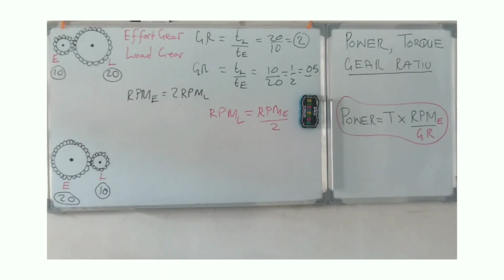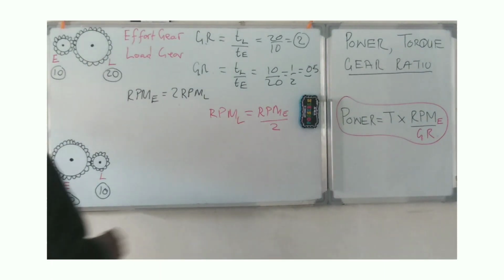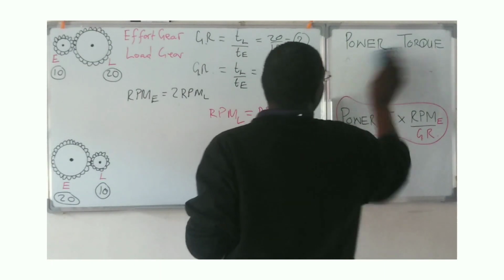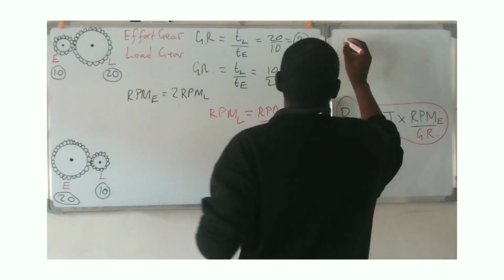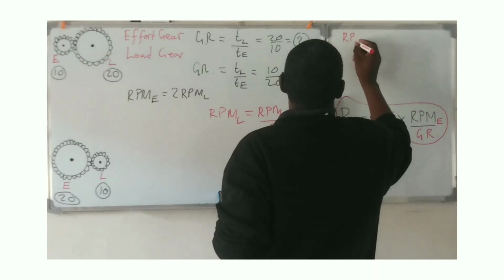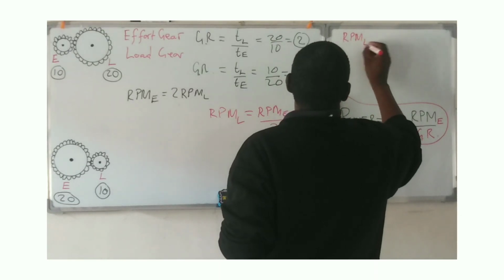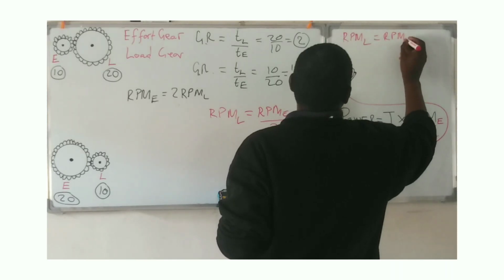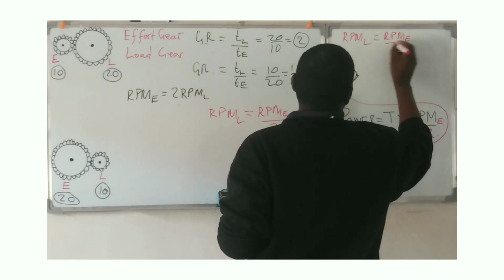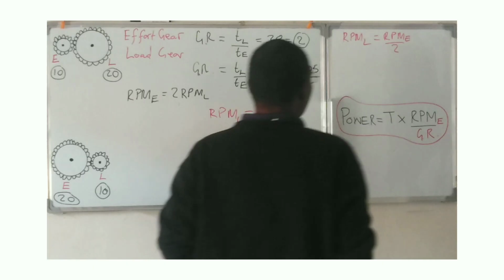That's going to be our formula there. So let's clear the board here and record it on this other side. So we have RPM load gear is equal to RPM effort gear divided by 2.